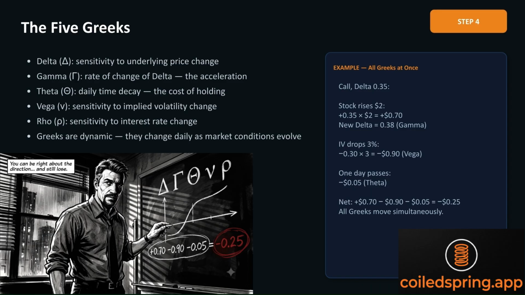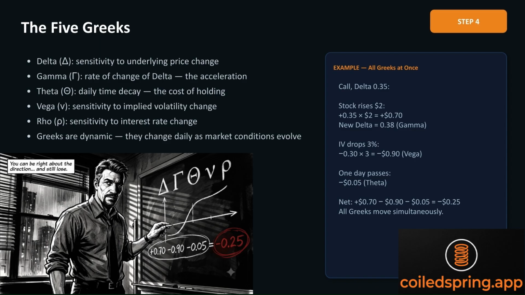Theta. Theta is the daily cost of holding an option. It's the dollar amount the option loses every single day that passes, all else equal. For buyers, theta is always negative. You pay it daily. For sellers, theta is positive. They collect it. We covered this in detail in the time decay slide, but in Greek terms, theta is the number that quantifies exactly how much the clock is costing you each day.